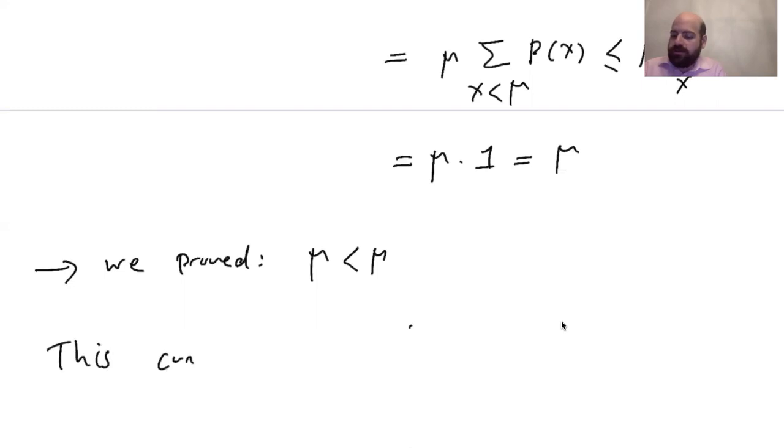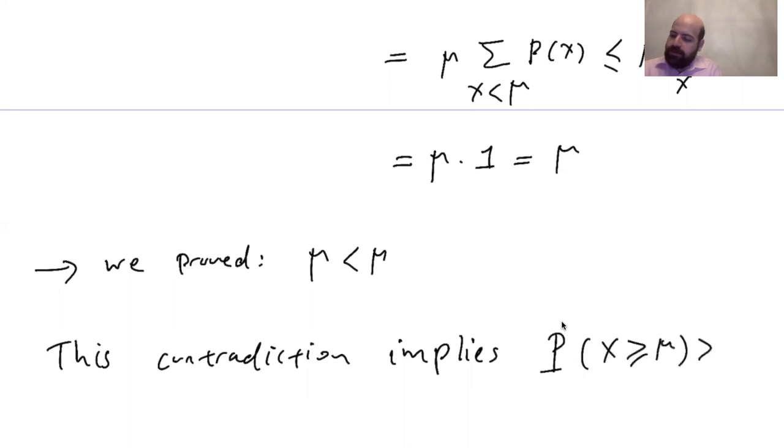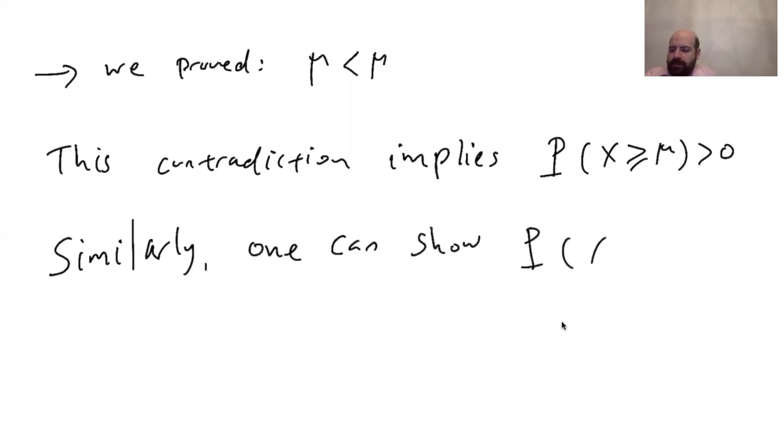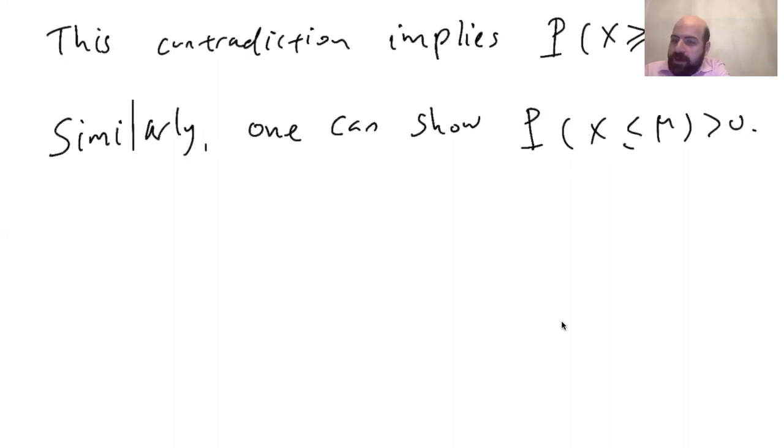This contradiction implies that P of x bigger than or equal to mu has to be positive. Similarly, one can show that P of x less than or equal to mu is also positive. Okay, so now we are ready to prove the theorem that I promised earlier.